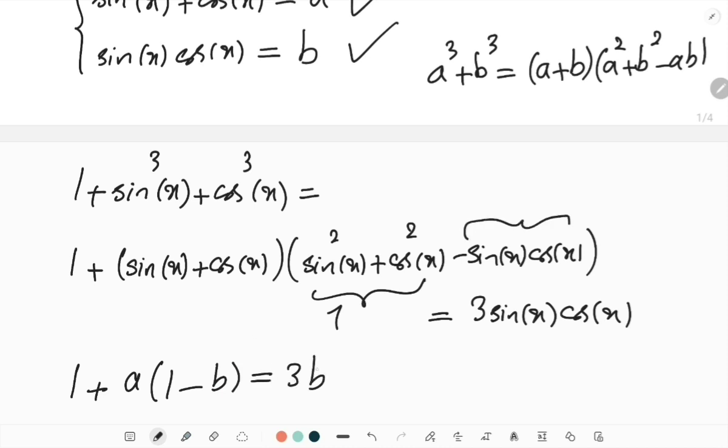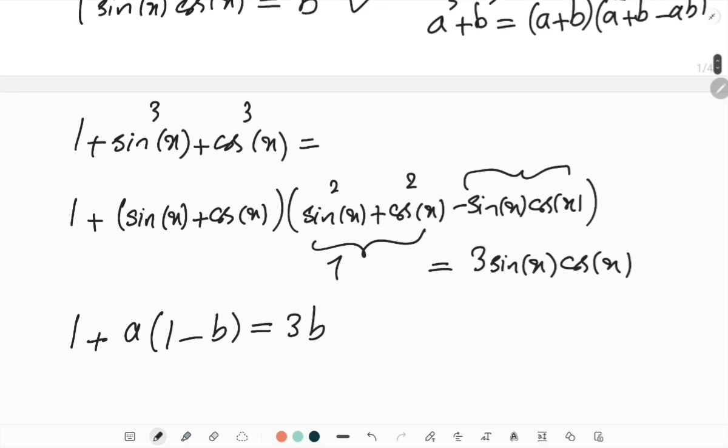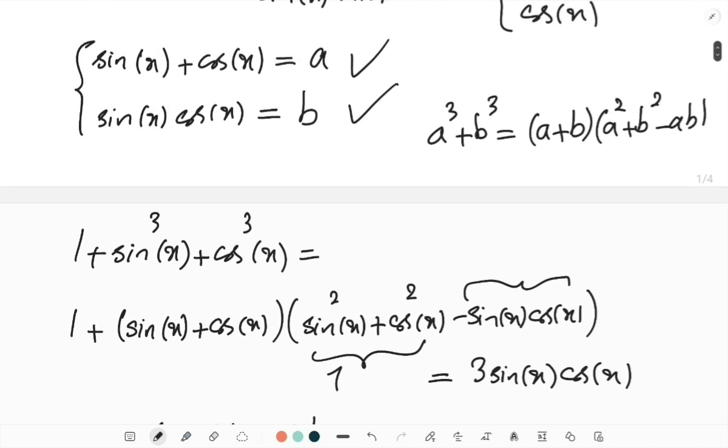Okay, and now you're probably wondering, how can I find a and b from this? Because this is just one equation and I have two variables, a and b. Well, wait a minute. There are actually other relationships and we have to derive them.